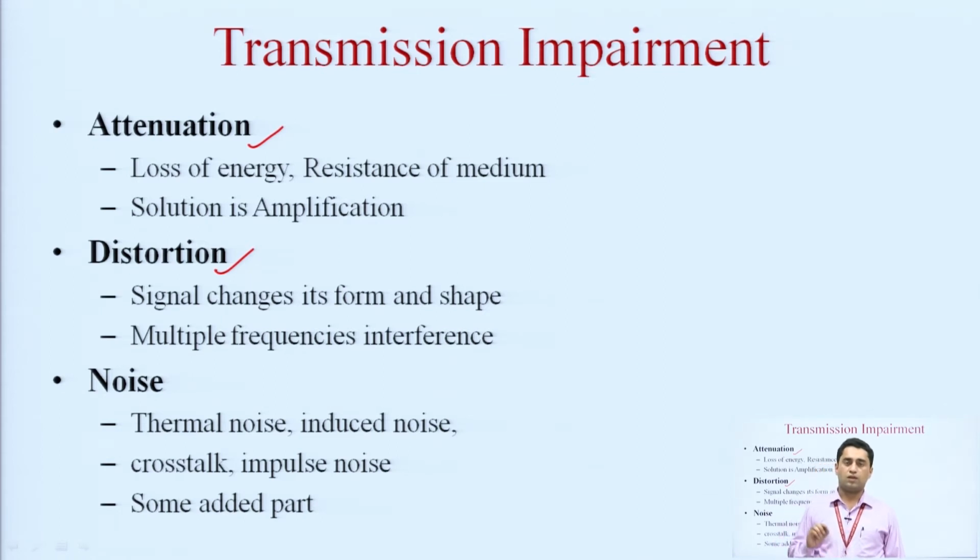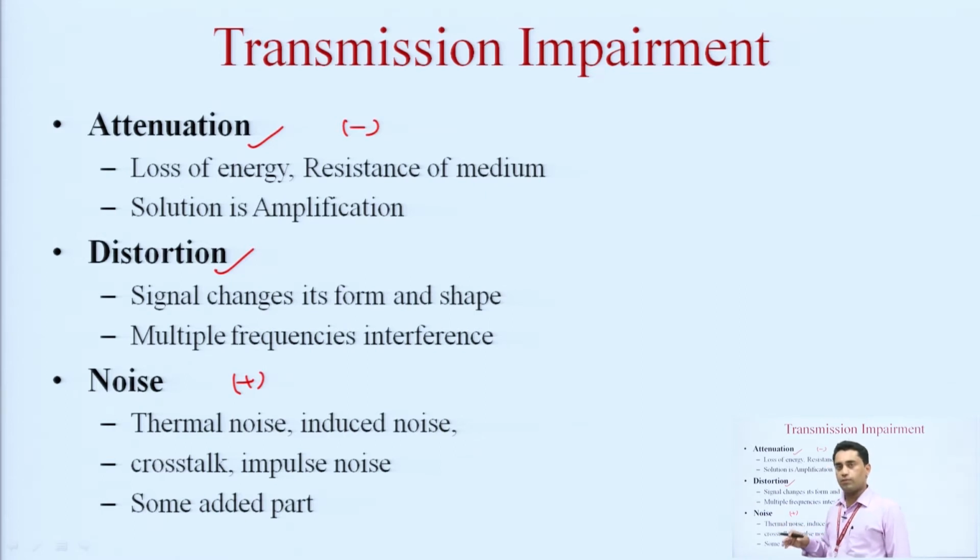Next is something is added in our signal, whereas in attenuation we said something is subtracted. In noise, something is added. Yes, the signal is there, and along with the signal we have some sort of impurities which are added in my signal. So, this is basically the noise.